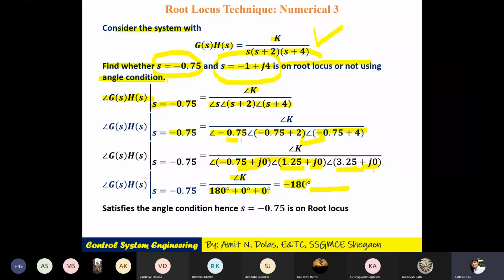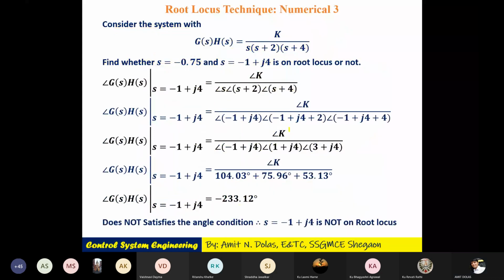There is no need to draw the root locus. Your angle condition is satisfied. Here, it is present on the root locus. Let's go for another one. So instead of 0.75, what do I use here? Minus 1 plus J4. Same thing. In place of S, I kept minus 1 plus J4 everywhere in the equation. Then this will be minus 1 plus J4. This will be 1 plus J4. This will be 4 minus 1, so it will be 3 plus J4.